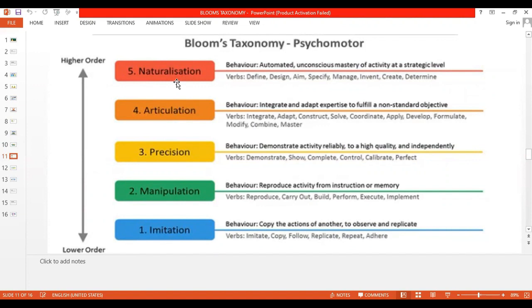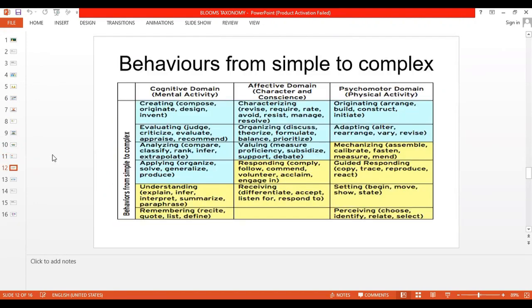Next is naturalization. At this level, the learner will automate skills. Unconscious mastery of skills happens at this level. Example for this, passing the practical driving test by independently driving satisfactorily. So the verbs are define, design, aim, specify, manage, invent, create, etc.